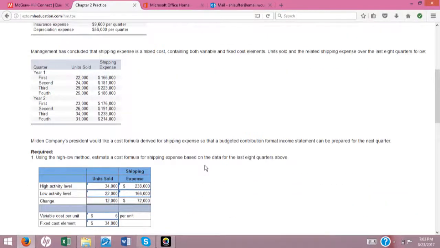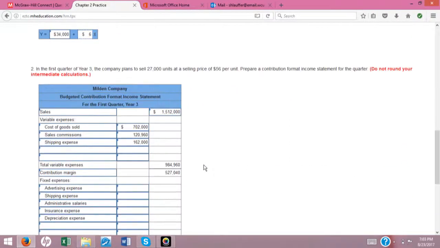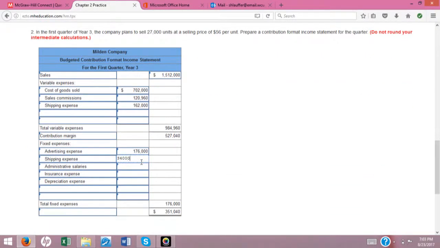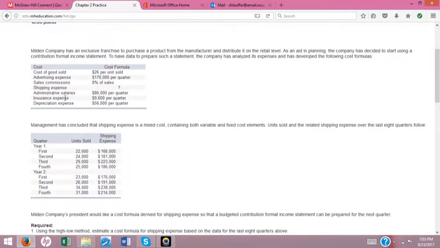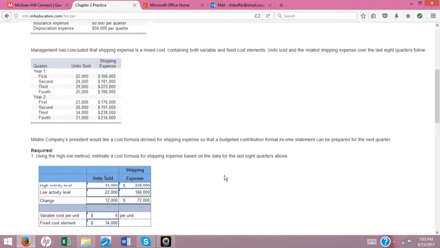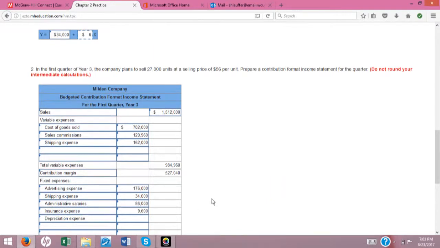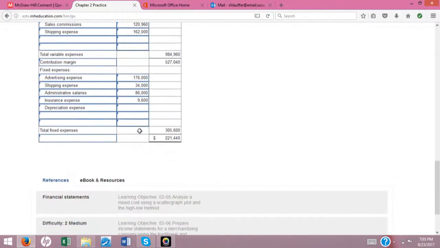And then I have to scroll back up here. That is the joy of doing this way. Advertising is $176,000 per quarter. Our shipping was what we calculated here, was $34,000. And that's the fixed part of it. Administrative salaries, $86,000. I believe insurance was $9,600, and depreciation was $56,000.